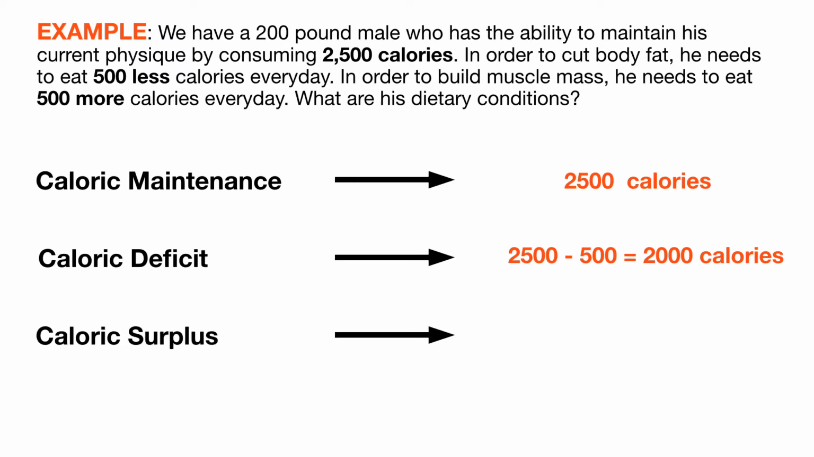Now, with his caloric surplus, we know by our example that he needs to consume 500 more calories beyond his caloric maintenance, which puts him at a 3,000 calorie caloric surplus.